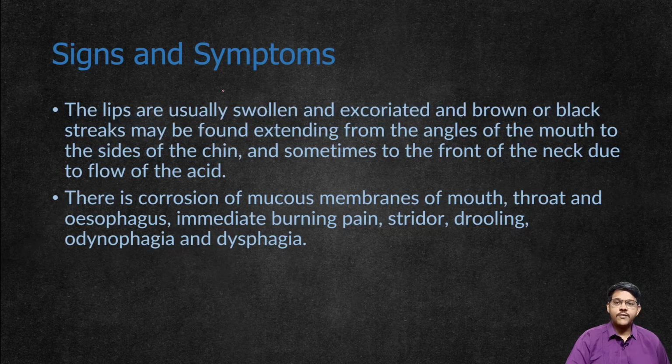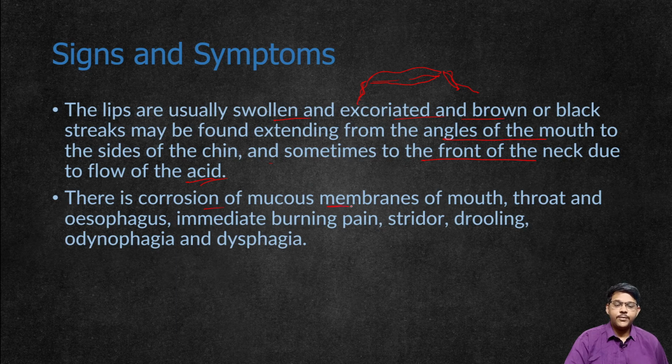Coming to the signs and symptoms of corrosive sulphuric acid poisoning, if the person has consumed it, the lips usually become swollen and excoriated, and brown or black streaks may form around the lips because of erosion. The person may not be able to consume all the acid, and some part may erode the sides of the lips. It may extend from the angles of the mouth to the sides of the chin and sometimes to the front of the neck due to flow of the acid. As I mentioned, because the person may not be able to completely consume the acid, it may flow from the side and may also be present on the nose and neck.